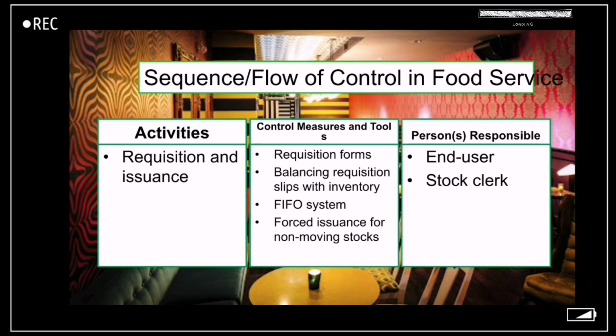Next, requisition and issuance. In terms of requisition and issuance, meron tayong tinatawag na requisition forms, balancing requisition slips with inventory, FIFO system, and forced issuance for non-moving stocks. So, si requisition forms nanggagaling yan doon sa end user na tinutukoy natin kanina. Let us say, yung magre-request for particular stock. So, kailangan niya gumamit ng requisition forms so that we can monitor yung lumabas doon sa storage. So, FIFO system, yun yung first in, first out na nabanggit ko kanina.